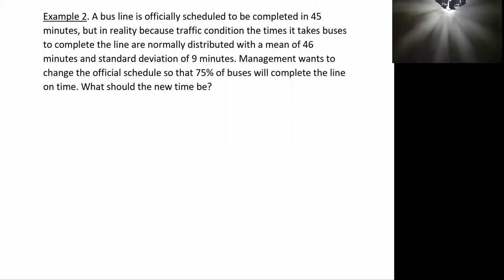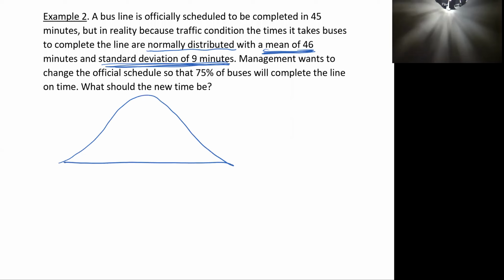Same as before, there's all this information that says it's a normal distribution with such a mean and that standard deviation. So because it's a normal distribution, I'm going to draw my normal curve, my bell curve. Okay. The horizontal axis is the x-axis for time.